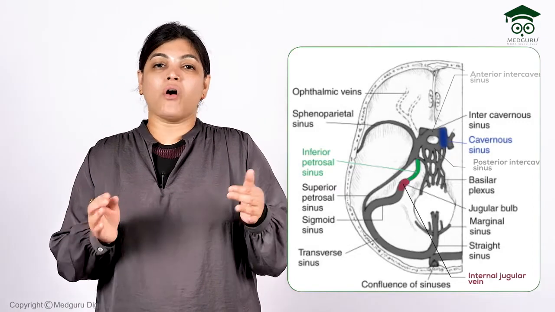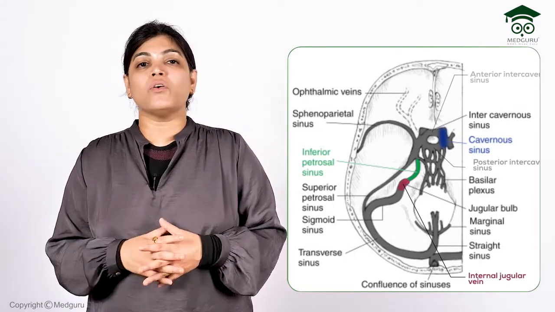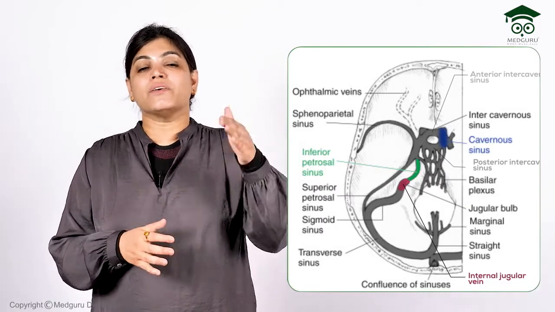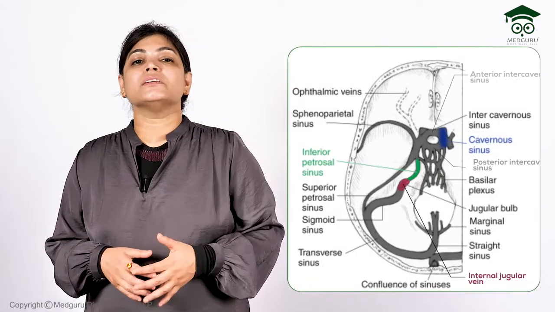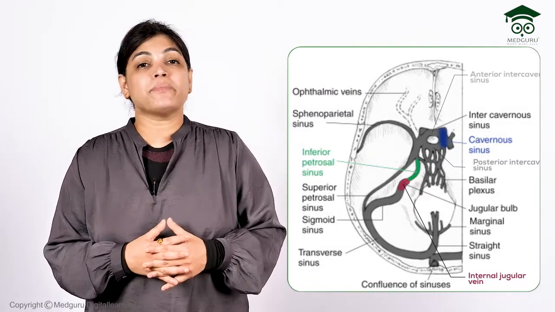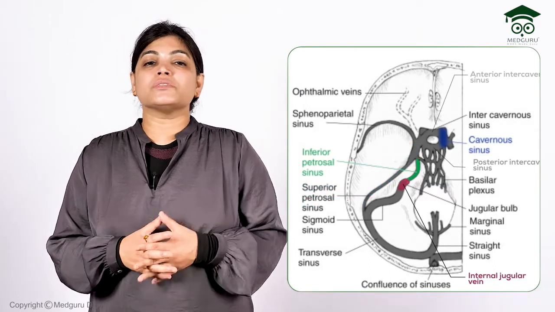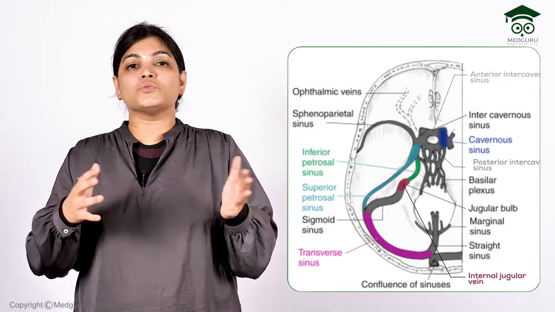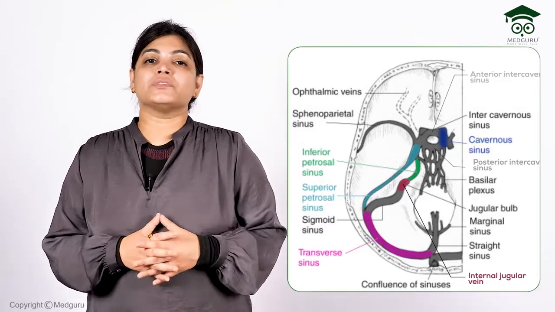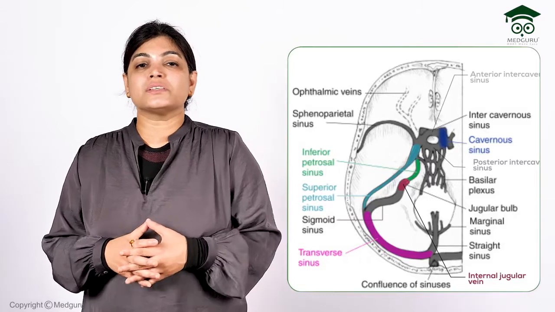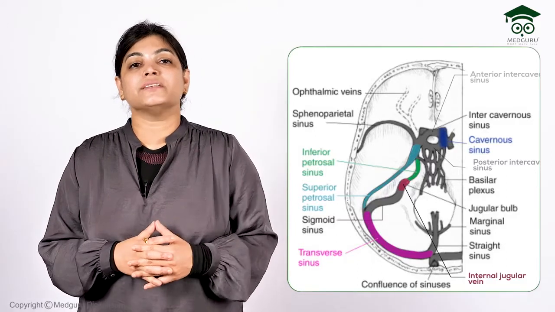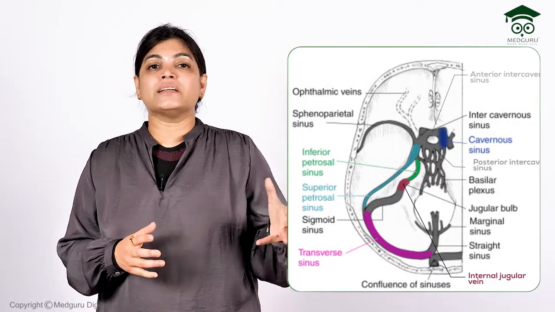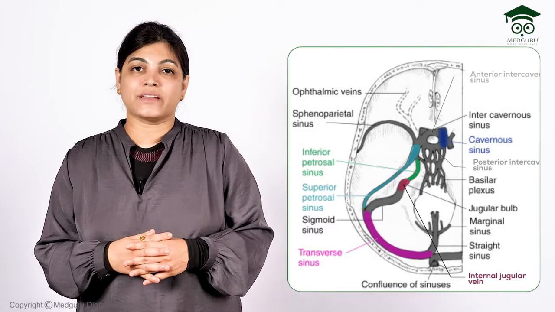So the cavernous sinus can also communicate with the most important vein. All the venous sinuses ultimately drain into the internal jugular vein, and the cavernous sinus communicates with the internal jugular vein via the inferior petrosal sinus. The superior petrosal sinus communicates the cavernous sinus with the transverse sinus. So we have two sinuses, superior and inferior petrosal sinus. We have seen the inferior petrosal sinus communicates the cavernous sinus to the internal jugular vein. Here the superior petrosal sinus communicates the cavernous sinus with the transverse sinus.